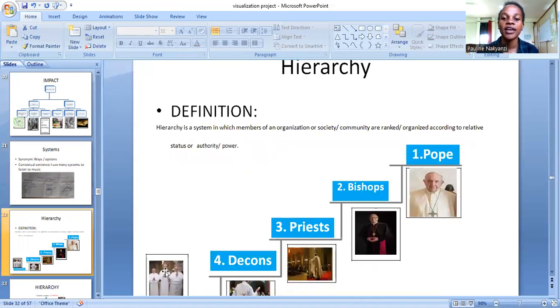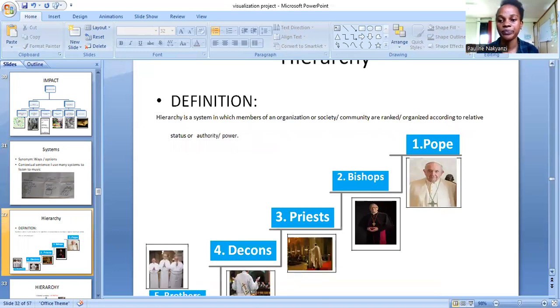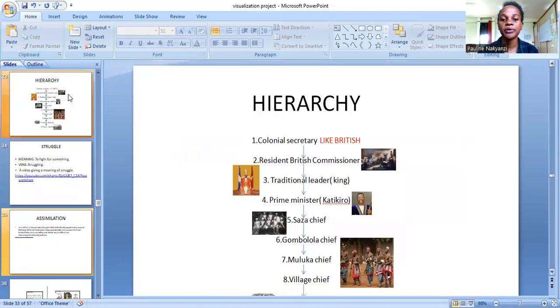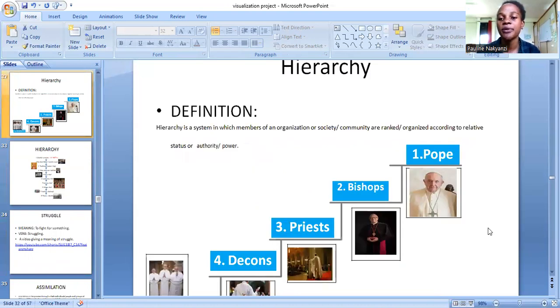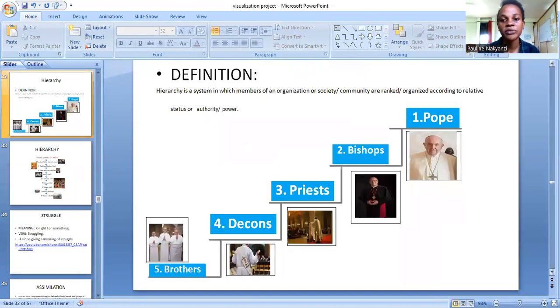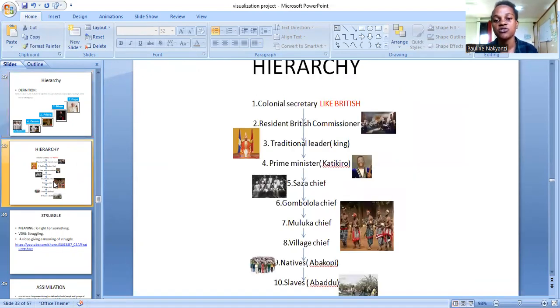Under hierarchy, I used the word step to express the difference. And as you can see in church, the Pope is first, then bishops, priests, deacons, and then brothers. Again, in reference to history, this is the hierarchy I used.